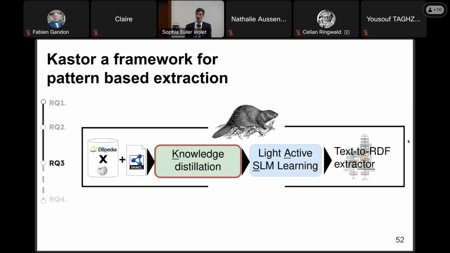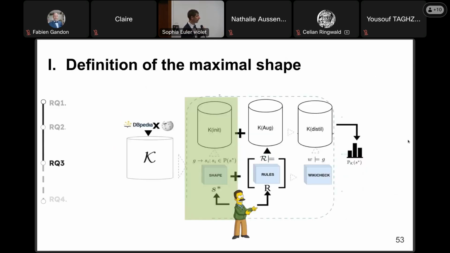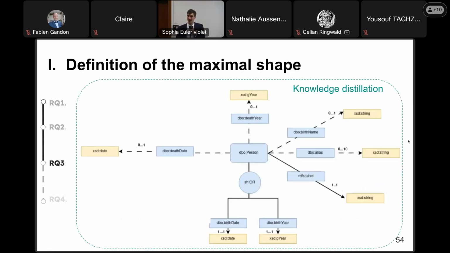With that in mind, let's talk now about CASTERS, which is a software and a framework that we propose. This software is composed of two steps. The first step is to initialize a knowledge base using DBpedia and Wikipedia. And the second stage is about the knowledge distillation. The knowledge distillation process starts by defining a maximal shape. Our maximal shape here, in this case, we continue to use the DBO person SHACL shape I told you about a few slides ago.